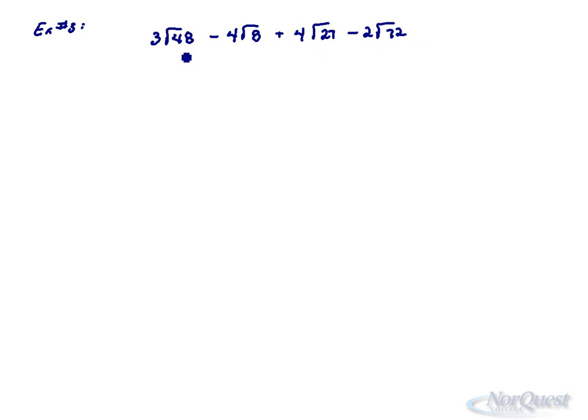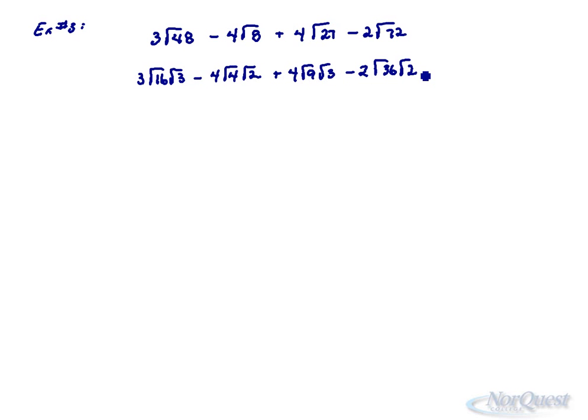Again, we're going to pull out the perfect squares. Well, 48 has a 16 and 3. 8 has a 4 and a 2 for factors. 27, 9 and 3. And 72 is 36 and 2. So there's all my perfect square factors. Now I'm going to simplify.